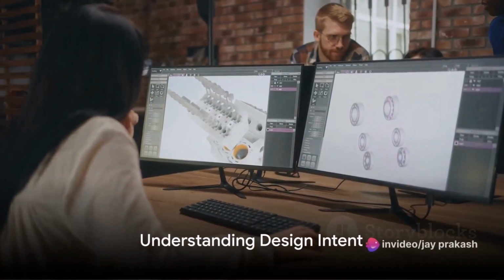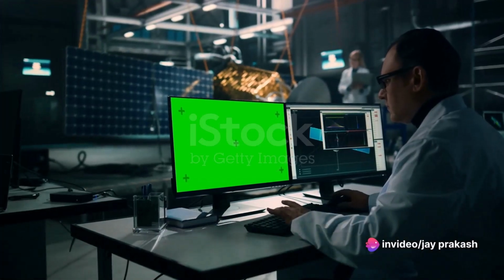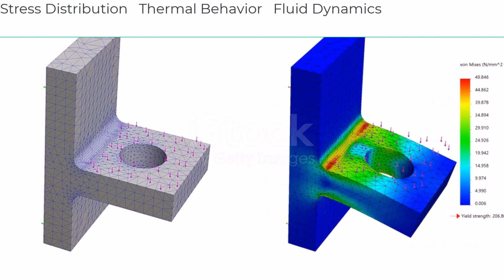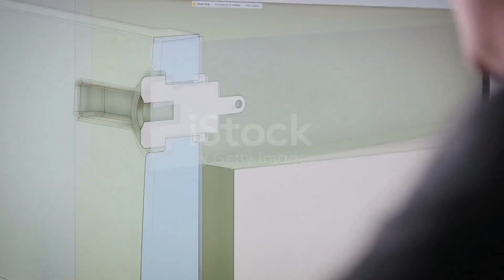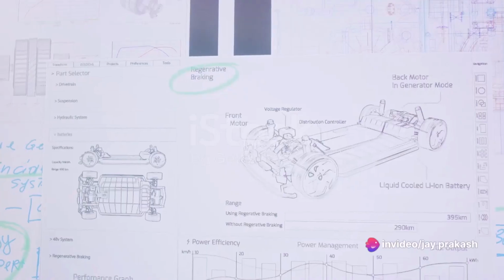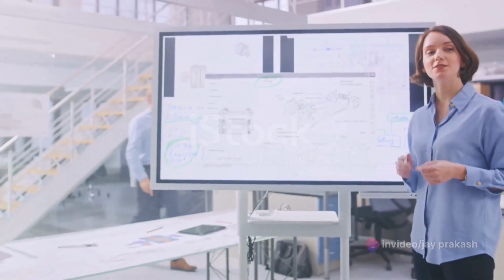The first step is to fully understand your design intent. It's all about knowing what you want to achieve with your simulation. Are you looking at stress distribution, thermal behavior, or fluid dynamics? Identifying these key factors will guide you in defining accurate boundary conditions, loads, and constraints. It's like having a roadmap for your journey into the realm of finite element analysis.